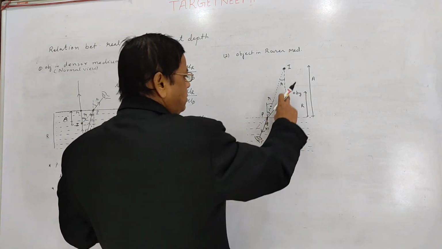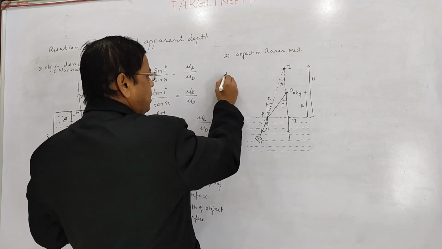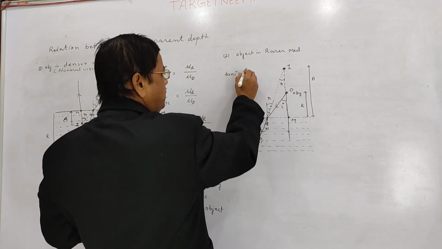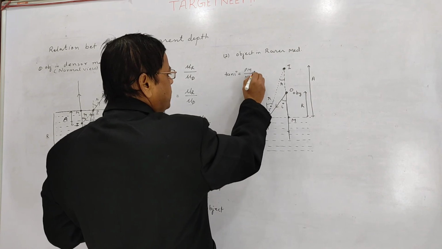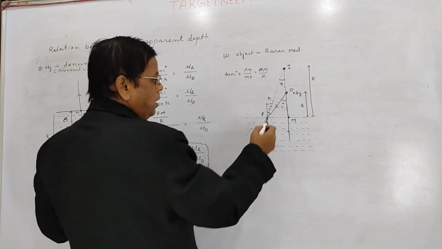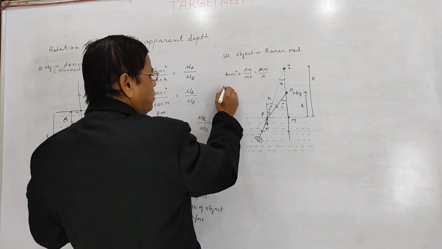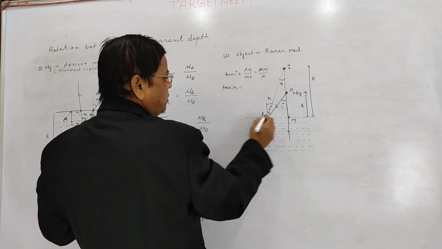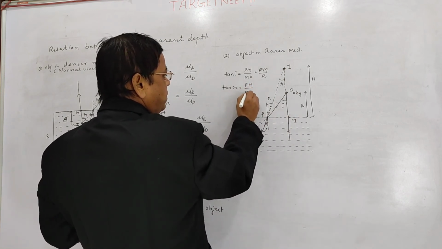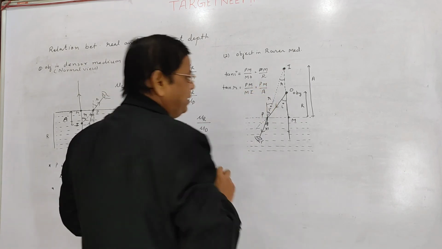What is tan i from this triangle? Tan i is equal to perpendicular upon base, so PM upon MO. So it is PM upon r. And in this right angle triangle, if you write tan r, perpendicular upon base, PM divided by MI, so it is PM divided by apparent height A.